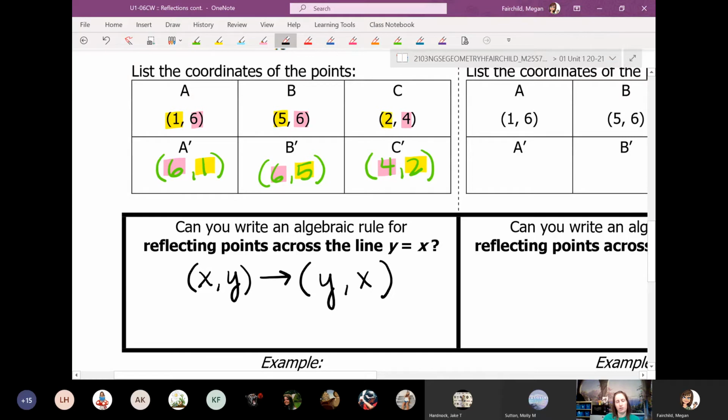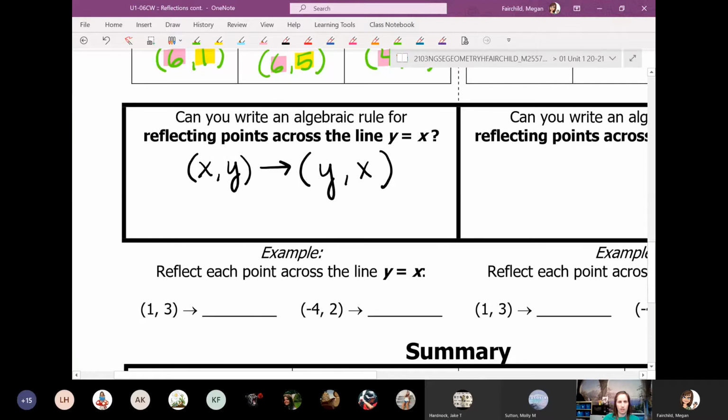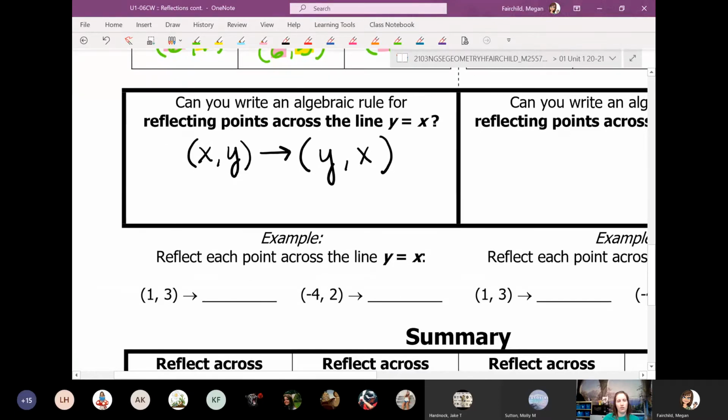Okay, now we're going to do 2 examples. I'm going to call on one person to do the first example, and then I'll call on somebody for the second one. So be ready. All right, so we're reflecting across the line y equals x. So we know the rule is just they switch places basically. So 1,3 will become 3,1. Okay. Your turn. Do the next one.